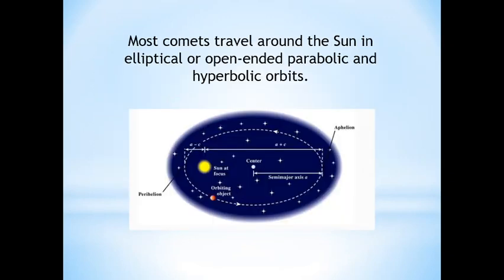Okay, next. So, ito yung sinabi kanina on 17th century na na-discover ni Kepler. Most comets travel around the sun in elliptical or open-ended parabolic and hyperbolic orbits.